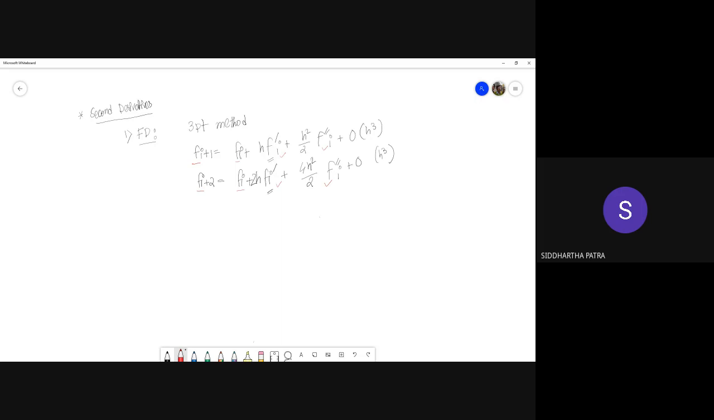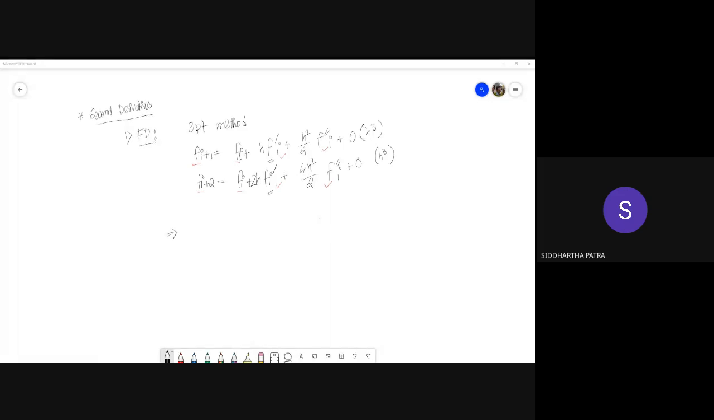Now earlier we got rid of fi double prime. Here we want to evaluate the second derivative, so we need to get rid of fi prime, the first derivative. Now, how do you think we can get rid of the first derivative? How can we get it? What do I have to do to eliminate the first derivative?